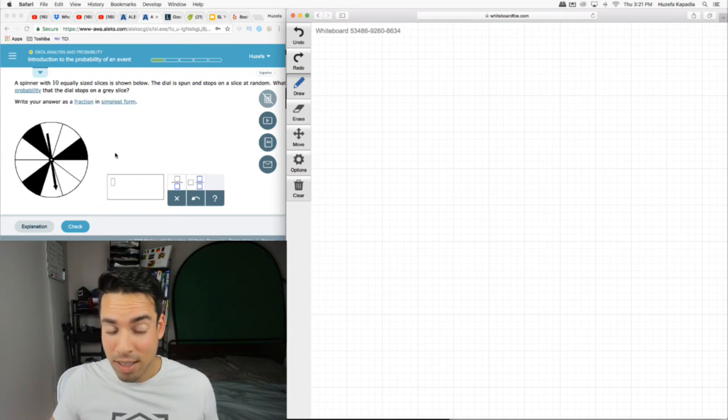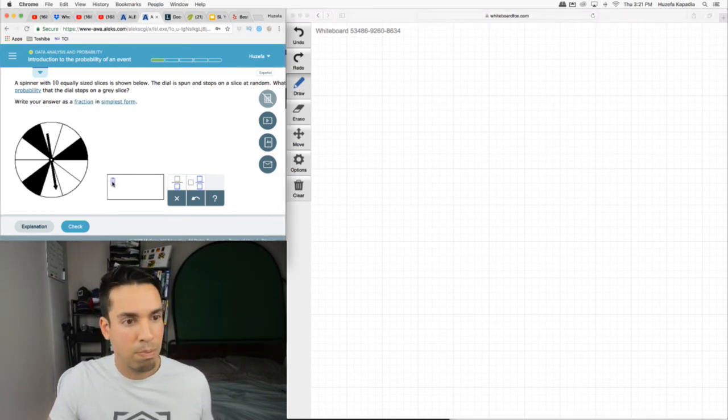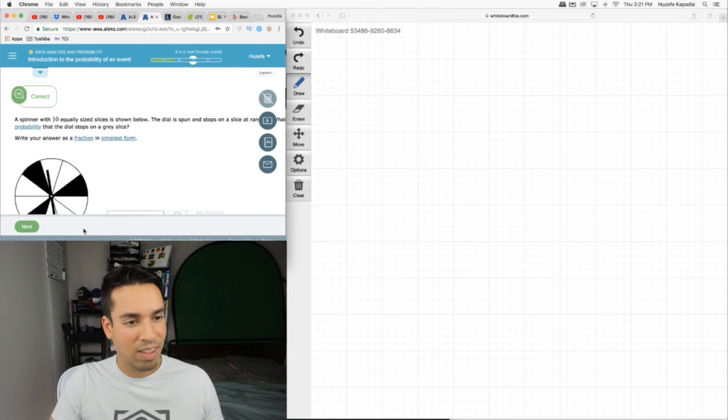So what is the probability that the dial stops on a gray slice? Well, there are no gray slices unless the color's not coming through or I'm not seeing it clearly. So the probability that it stops on a gray slice is 0. Unless this is a trick question. All right, cool.